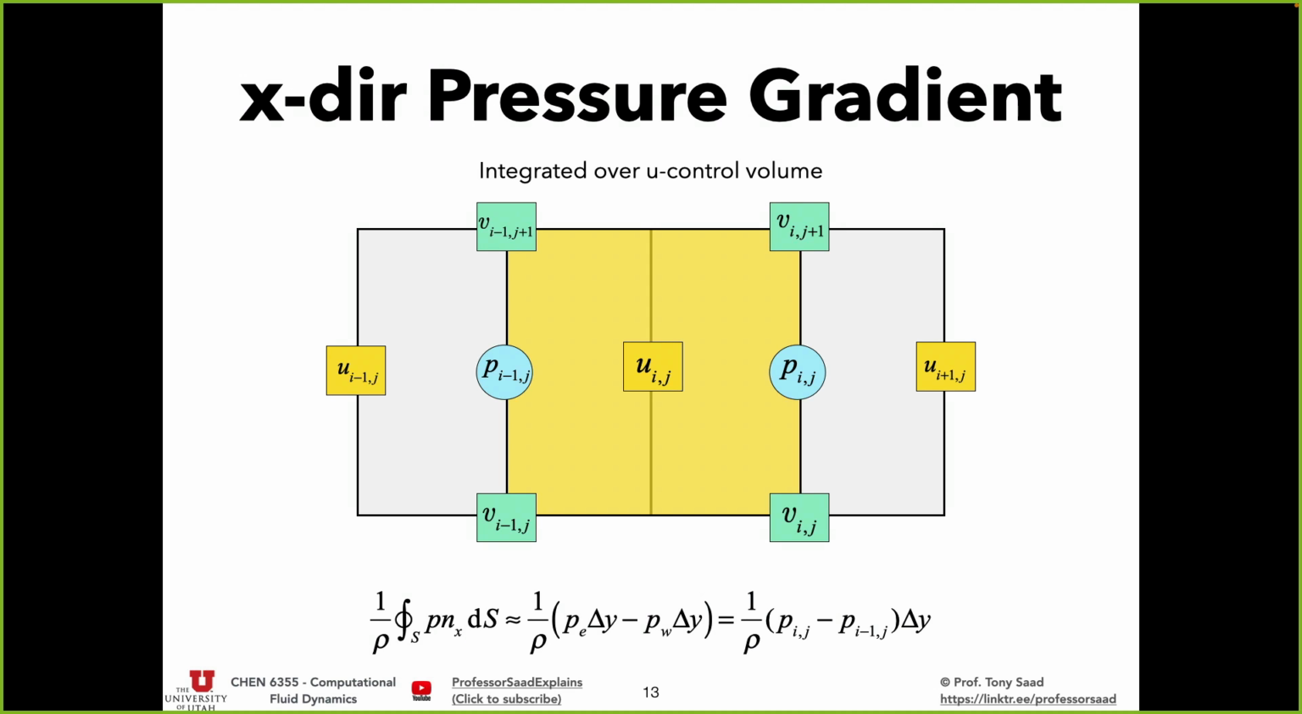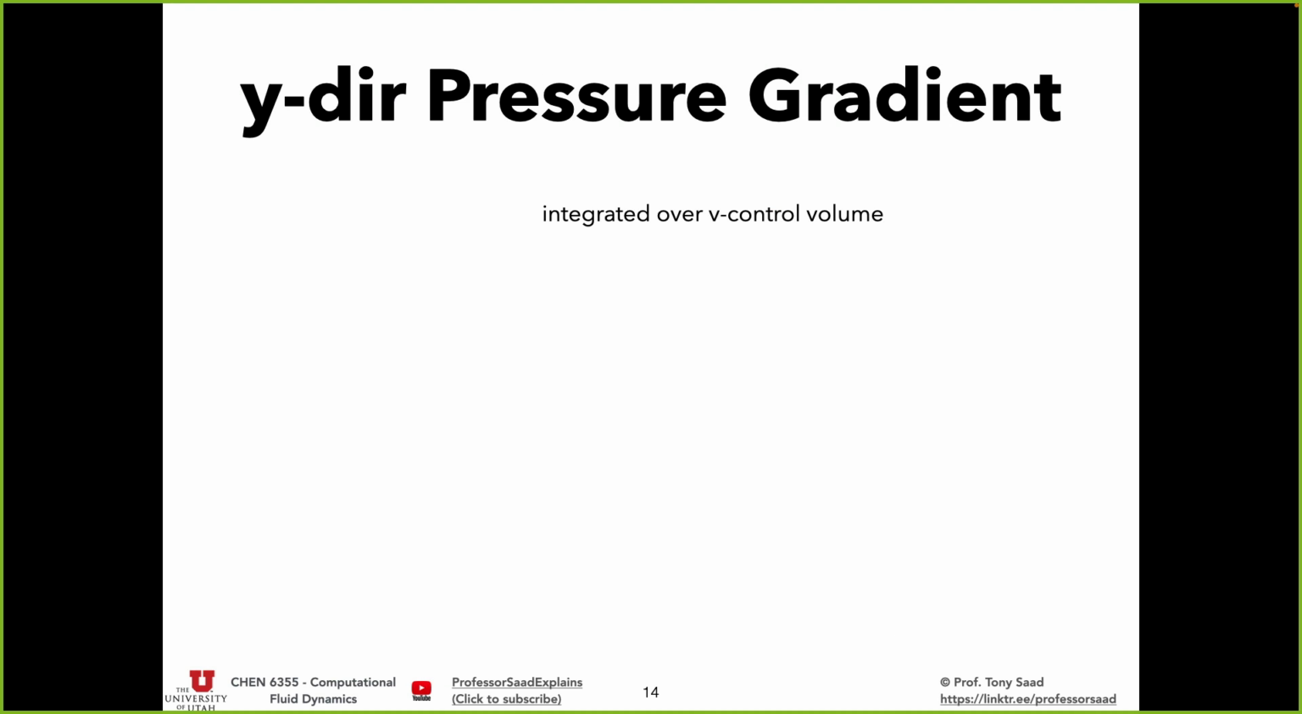Because the pressure lives already on the x faces of the u control volume. So the integral of p n x ds, we're doing only in the x direction, right, is 1 over rho times this integral of p ds. You get p east times delta y, which is the area, minus p west times delta y. And p east is pij, p west is pi minus 1 j, times delta y. So that gives you the pressure gradient across the x momentum control volume. Okay? Same thing for the y momentum.